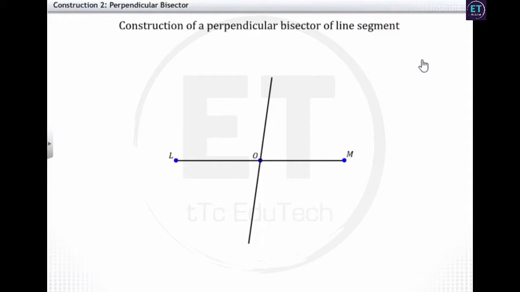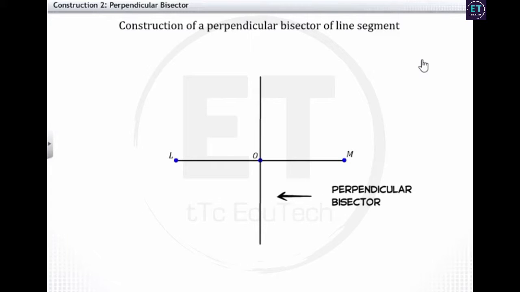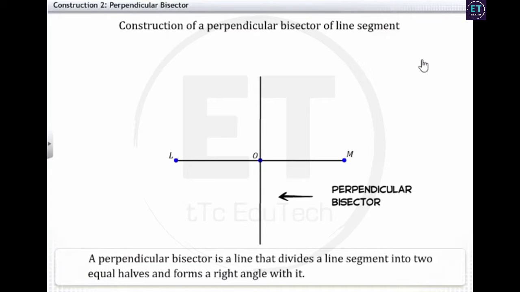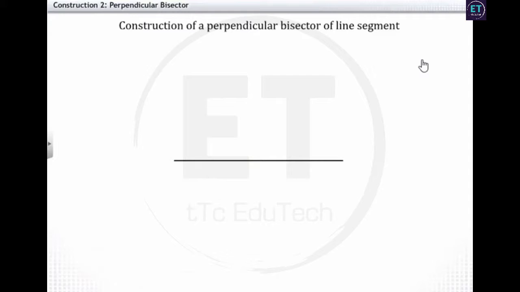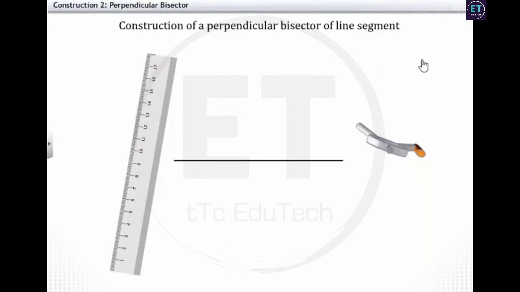Now, let's align this line such that it is at right angles with the line segment LM. The line is now a perpendicular bisector. By definition, a perpendicular bisector is a line that divides a line segment into two equal halves and forms a right angle with it. Now, let's construct a perpendicular bisector using a scale and a compass.